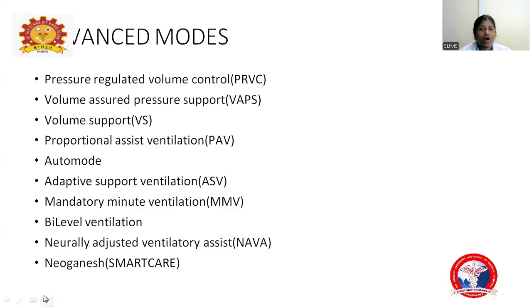And what are the options available? What are the methods that can be used in advanced ventilation? One is pressure regulated volume control. In this, pressure is regulated and the volume is controlled. The second option is volume assured pressure support. Third is volume support. Fourth is proportional assist ventilation. Fifth is auto mode. Sixth is adaptive support ventilation. Seventh is mandatory minute ventilation. Eighth is bi-level ventilation. Ninth is neurally adjusted ventilatory assist. And tenth is Neo-Ganesh, which is also called SmartCare.